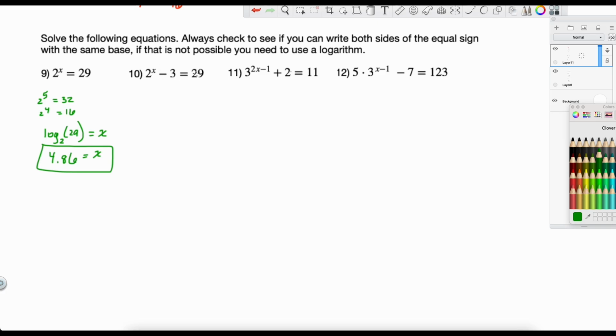2 to the x minus 3 equals 29. Let's add 3 first. 29 plus 3 is 32. And we just discussed that 2 to the 5th is 32. So let's replace 32 with 2 to the 5th power. Right, so x has to be 5.